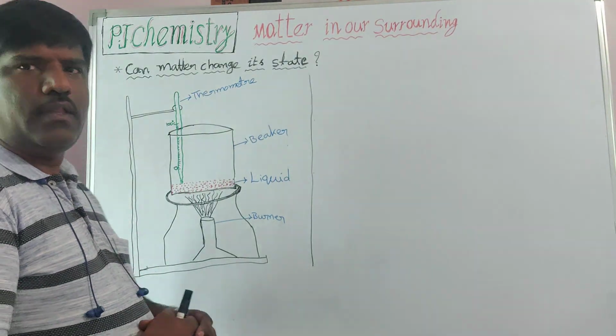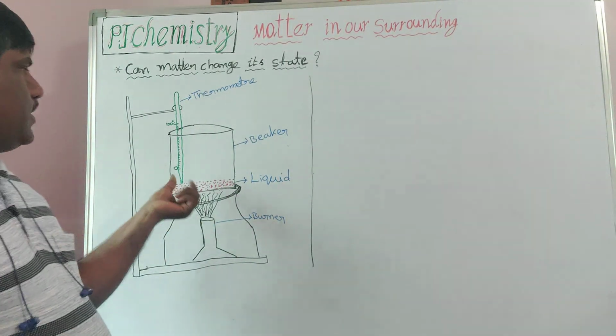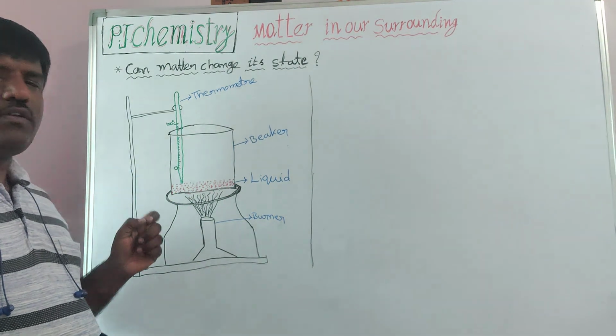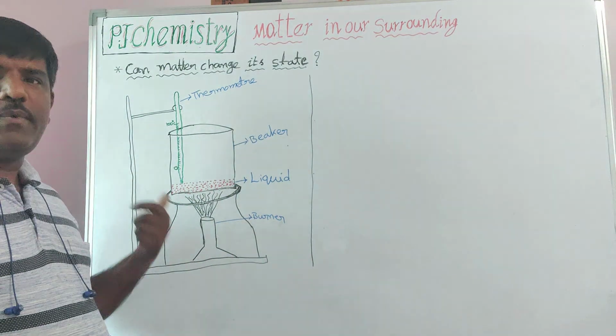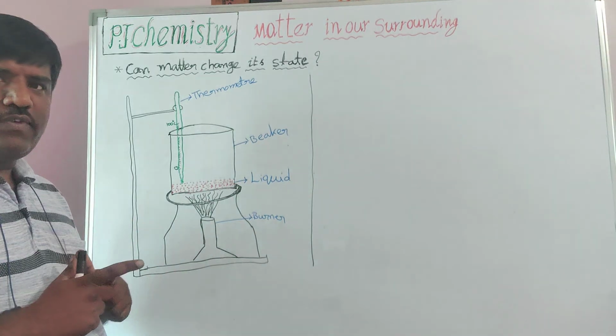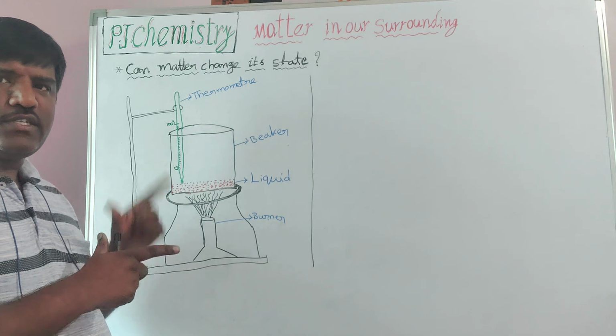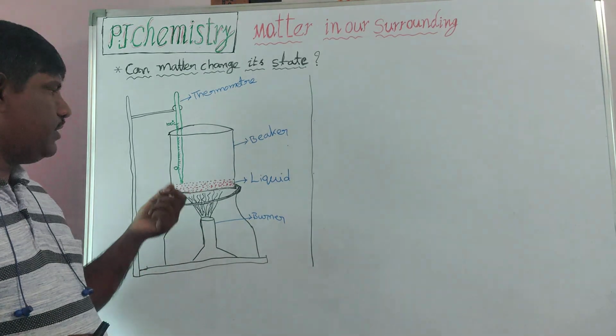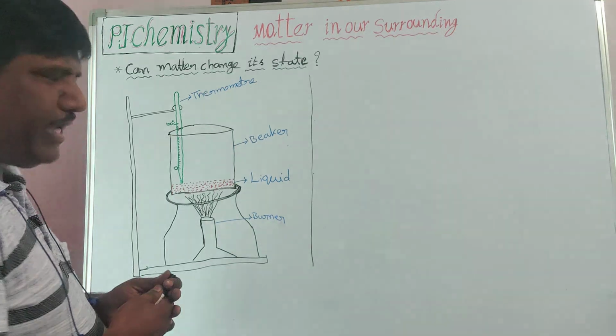Next, now the solid has completely converted to liquid. At that time we notice the temperature in the thermometer is 0 degrees Celsius, which means solid to liquid conversion happens at 0 degrees Celsius, ice to liquid. So that is the melting point of ice.